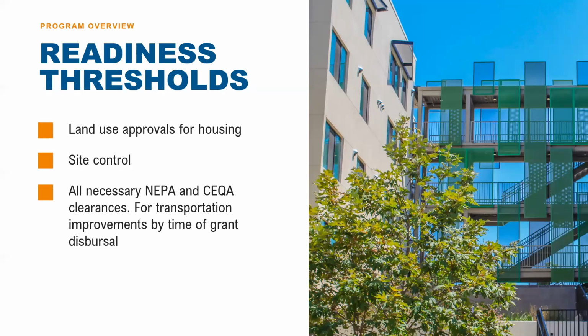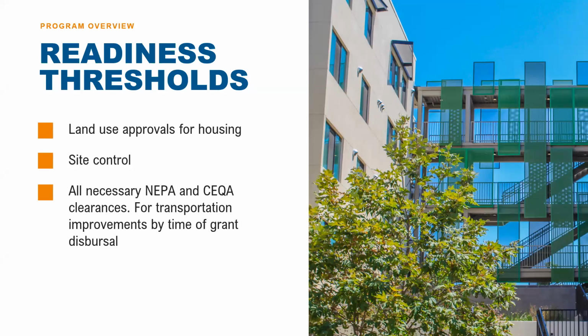Obviously, if a locality has land that the developer wishes to build on, then this will require close coordination with the public partners to ensure site control and that land use approvals are obtained. The public partners responsible for implementing the bicycle and pedestrian improvements will also be responsible for having site control.